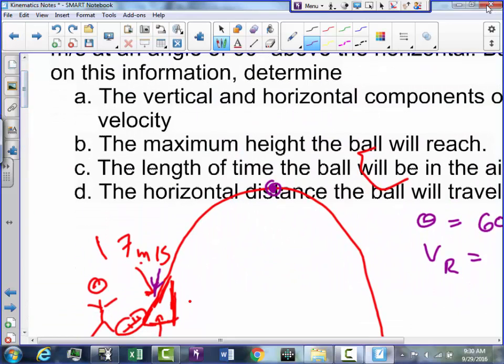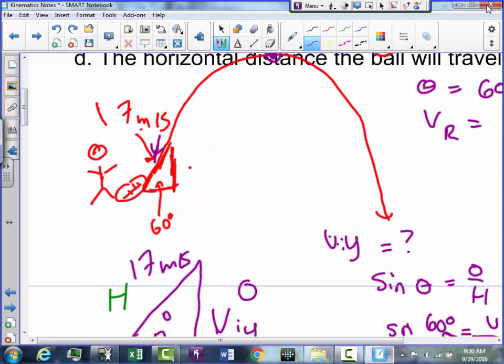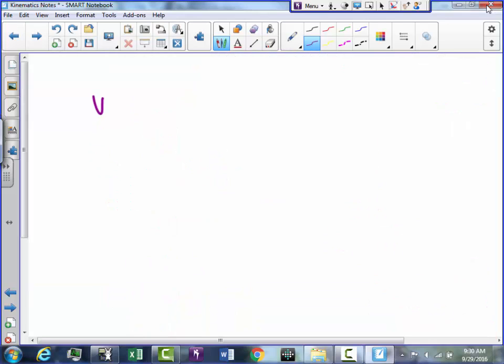The last one we want to figure out is the horizontal distance the ball is going to travel. Now that we know how long the ball is in the air for, that should help us figure out how far it's going to travel. We now know the ball is going to be in the air for 3 seconds. So to find this distance here, it's just the formula of velocity equals distance over time. I'm going to use a new slide here. So velocity in the x direction.